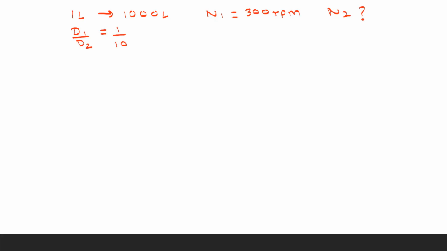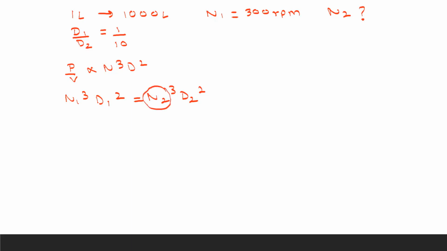What is also told to you in the question is that the power to volume ratio is the same for both bioreactors. We know that the power to volume ratio is directly proportional to N cube D square, where N is the agitator speed and D is the diameter of the vessel. So if the power to volume ratio is the same for both reactors, that means N1 cube D1 square is equal to N2 cube D2 square, where N1 and D1 are the agitator speed and diameter of the first bioreactor, and N2 and D2 are the agitator speed and the diameter of the second larger bioreactor. So from this equation, we can calculate N2.